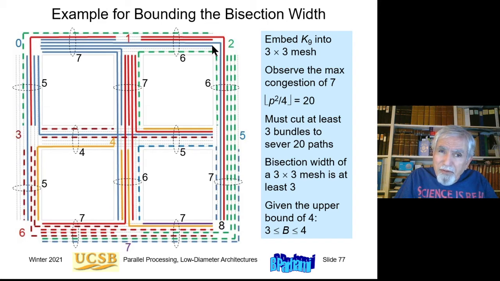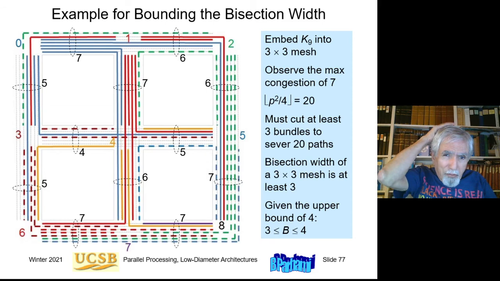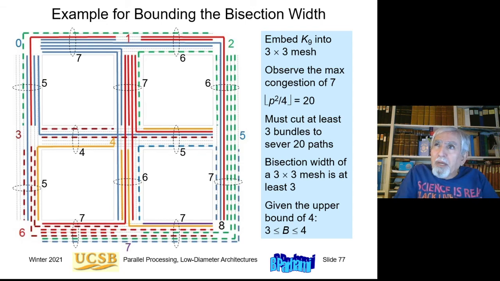Okay? Because the maximum number of edges of the complete graph mapped to a mesh edge is 7, and I need to cut 20 of the complete graph edges, or 20 of these paths, I need to cut 3 of the mesh edges at least. Okay? So this basically tells me that the bisection width of this 3 by 3 mesh is at least 3. Okay, so this is basically one way to establish a bound on the bisection width when we can't determine the exact bisection. For many networks that have been proposed over the years, bisection width may not be known, but sometimes we have bounds that are pretty close to the actual bisection. For others, particularly symmetric networks, it's easier to determine the bisection width.